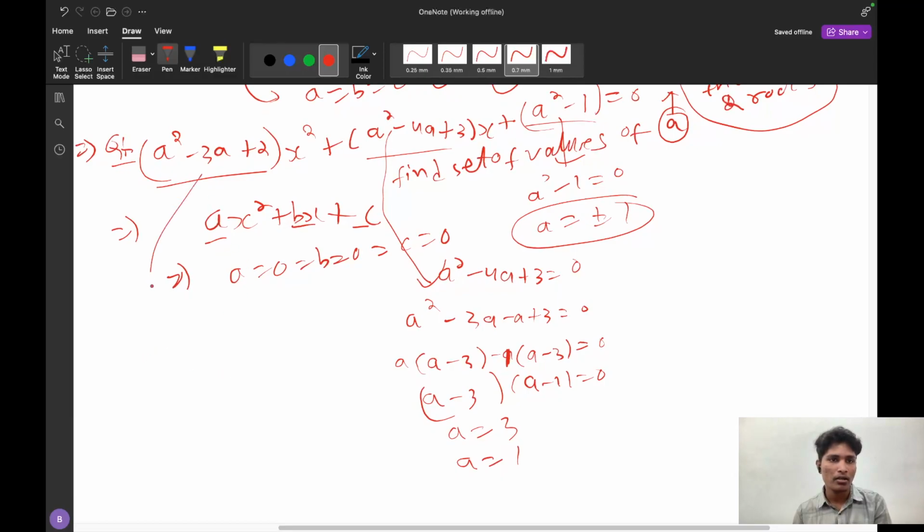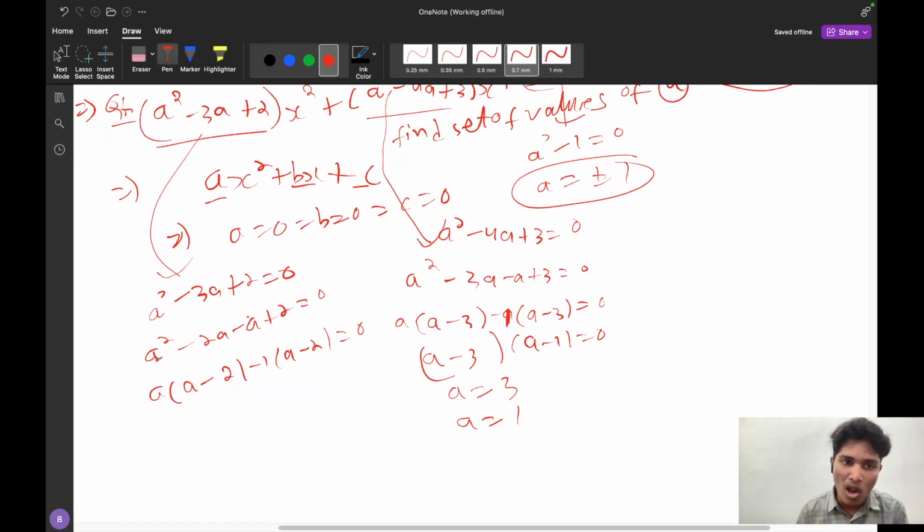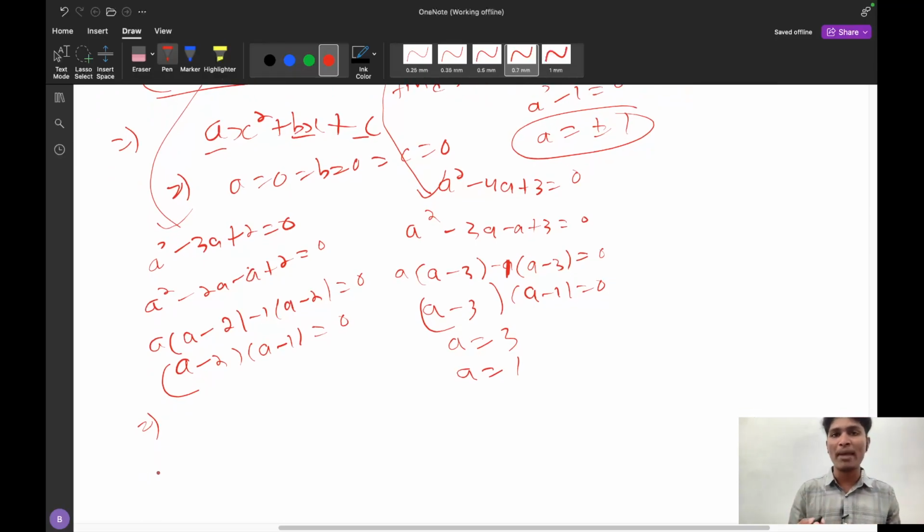Now the third one, a square minus 3a plus 2 equal to 0. Here I am simply equating the coefficients to 0. So a square minus 2a minus a plus 2 is equal to 0, so a minus 2 into a minus 1 equals 0. It is important to understand why I am solving very fast: I already discussed with you how to solve this. I don't want to waste your time spending more time on calculations. This video would go up to 5 to 6 hours if I did the calculations slowly. So here I got a equal to 1, a equal to 2.